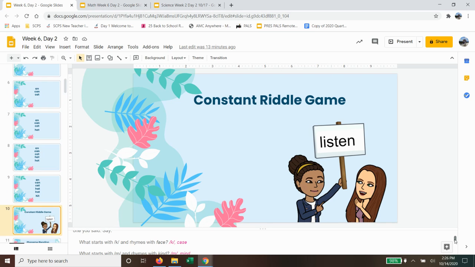And then we did a consonant riddle game where I asked the students what starts with K and rhymes with face. That would be case. What starts with M and rhymes with kind. Mind. What starts with H and rhymes with steep. Heat.